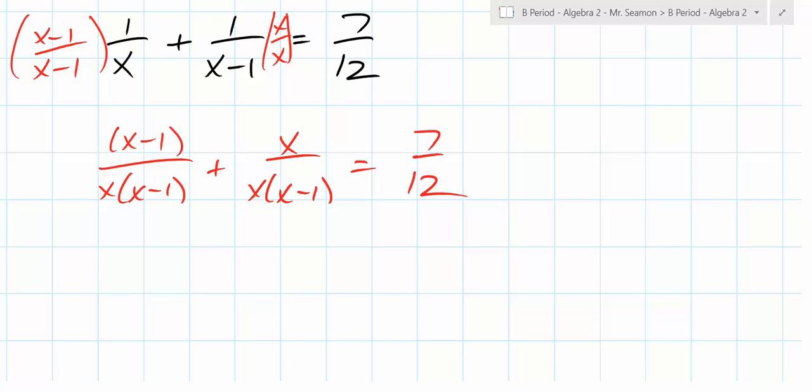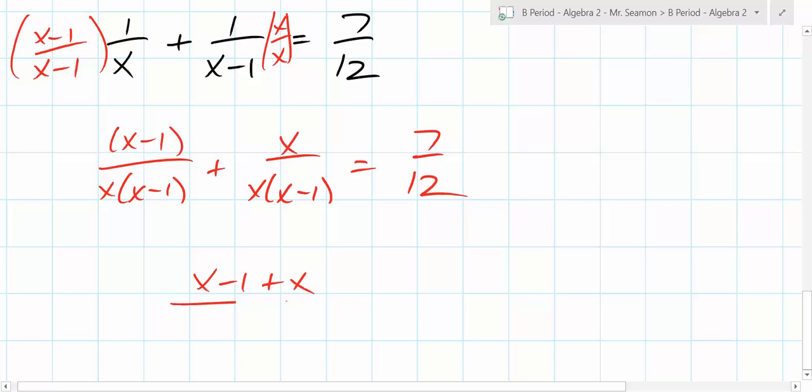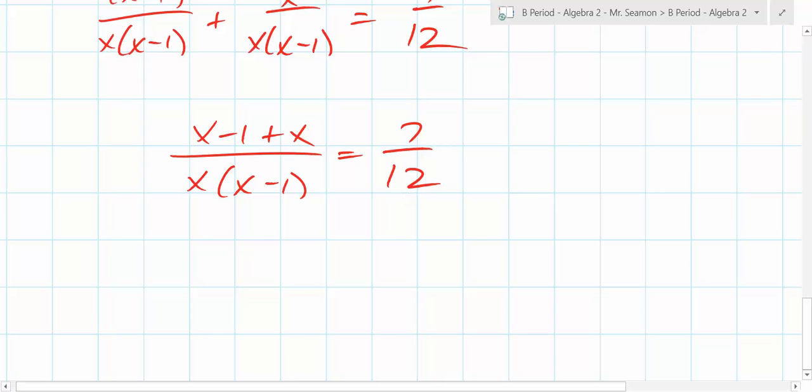Can't you get rid of the denominators? No, you can't. What'd you say? Yeah, so you have x minus 1 plus x over x times x minus 1. Okay, that's one thing you can do. Now what? 2x minus 1. Yeah, so you have 2x minus 1 over x times x minus 1 equals 7 over 12.